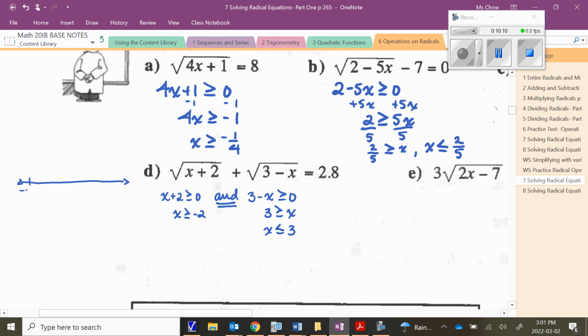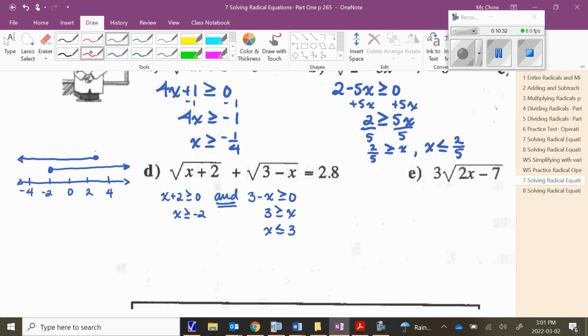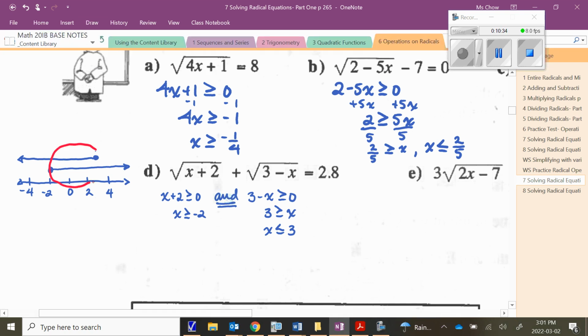For those of you who want the visual, if we draw a number line through here, then we've got x is anything greater than or equal to -2. That's all of these values. X is anything less than or equal to 3. That is all of these values. So the values that satisfy both are then right here.